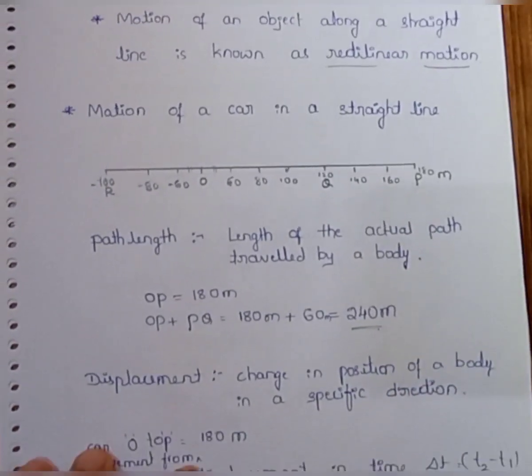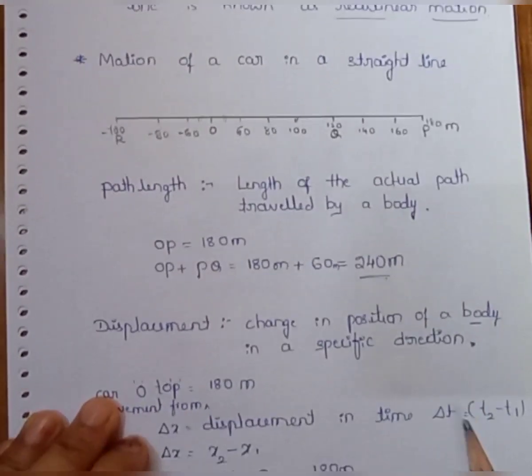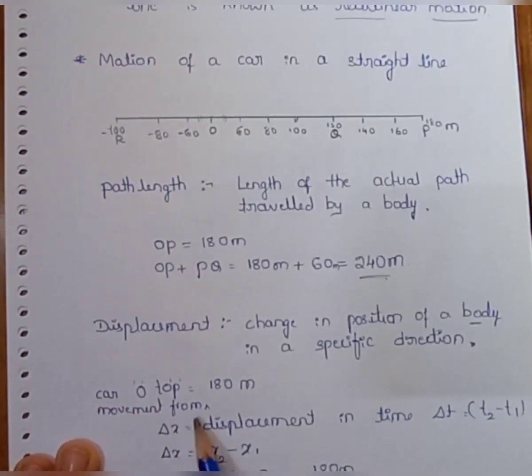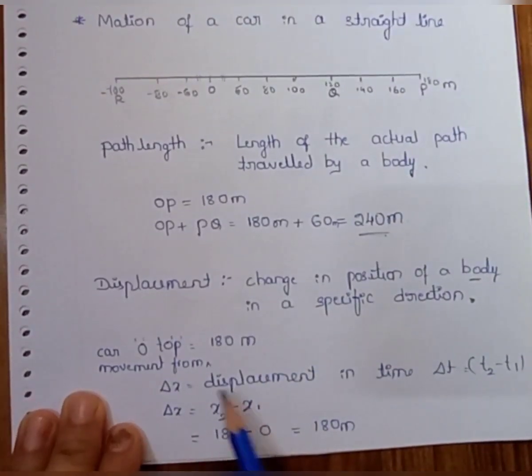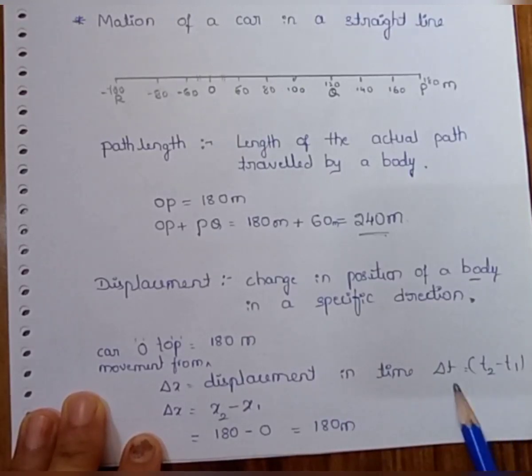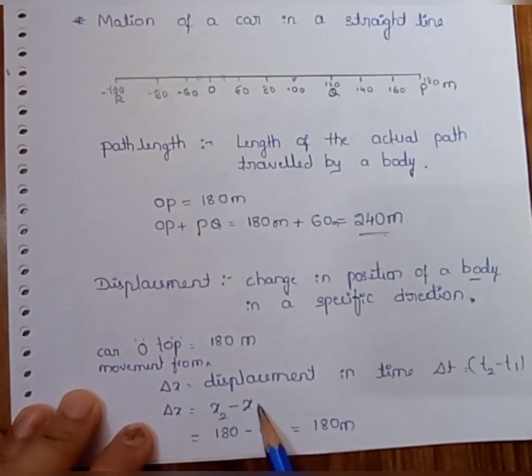Then how can we define the displacement of that car? Displacement can be defined as the change in position of a body in a particular direction. Let us consider the car movement from O to P, that is, origin to point P. That is equal to 180 meter, and delta x is the displacement in time delta t, that is t2 minus t1. Delta x can be written as x2 minus x1.